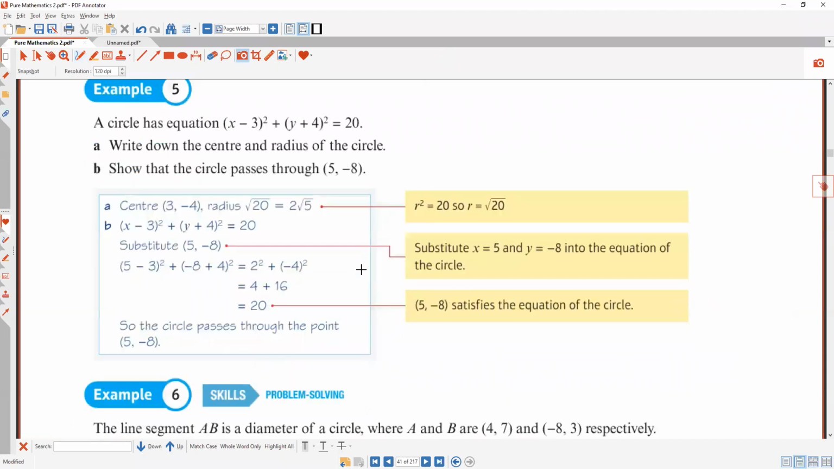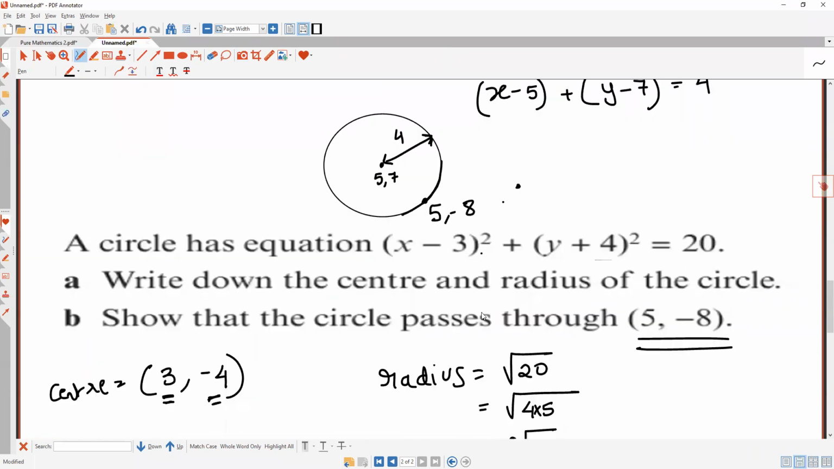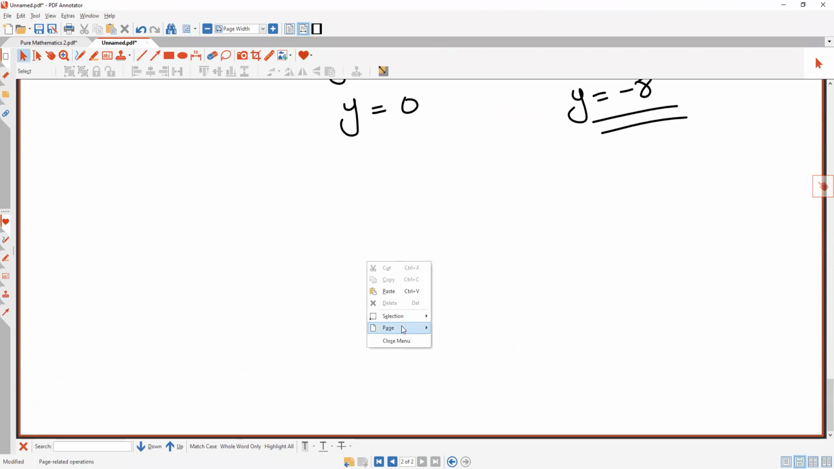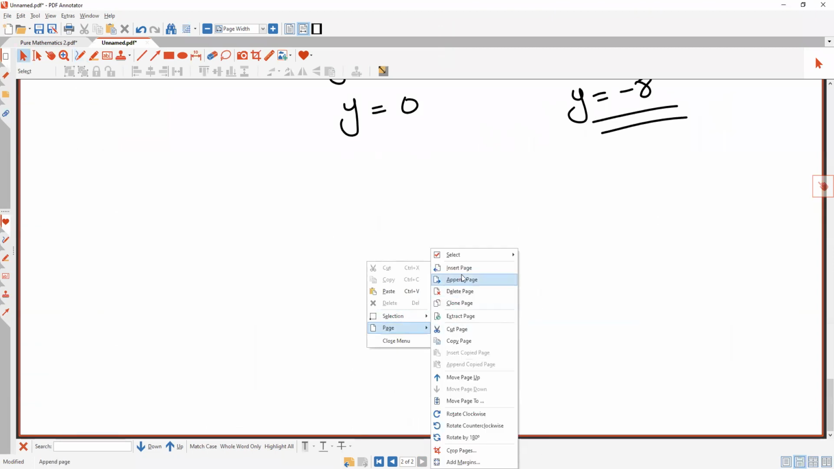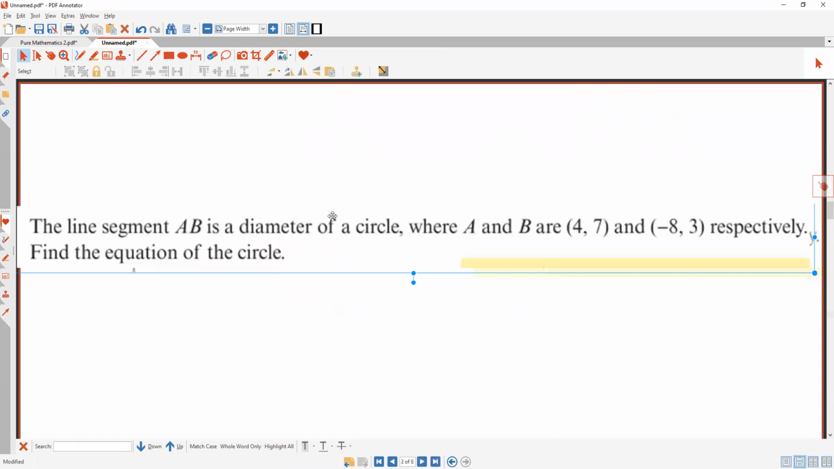Now let's continue. Okay, let's continue with this one. This question, step by step, everyone. Let me put some more pages over here. 2, 3, 4. Fine.